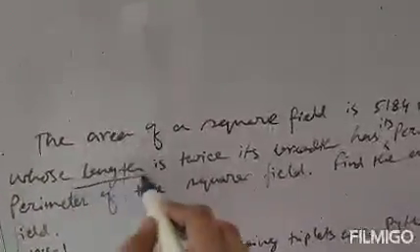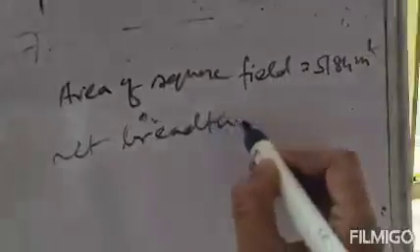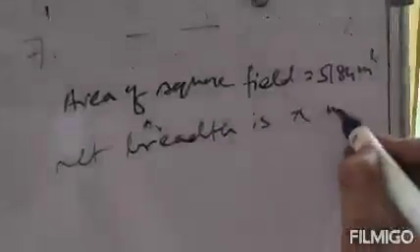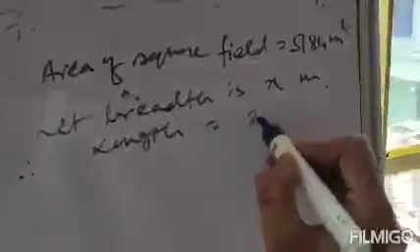Next, a rectangular field whose length is twice its breadth. See this line carefully. Length is twice its breadth. That means length will be twice its breadth. If breadth is suppose x meter, then length will be 2x meter. Clear? So let breadth be x meter. Therefore length will be 2x meter. Clear?